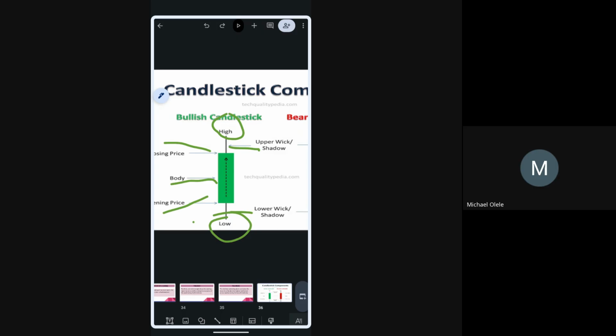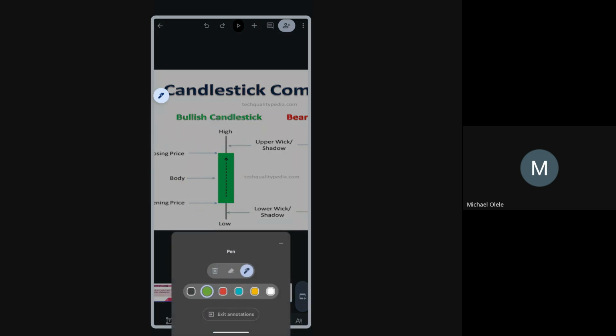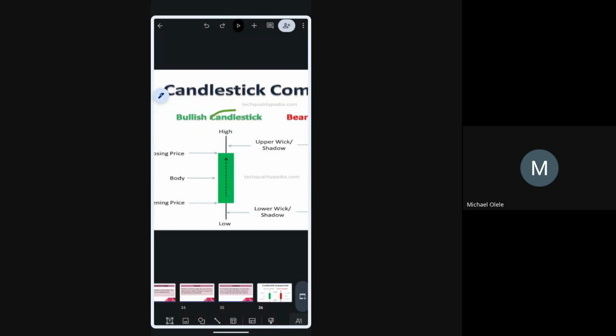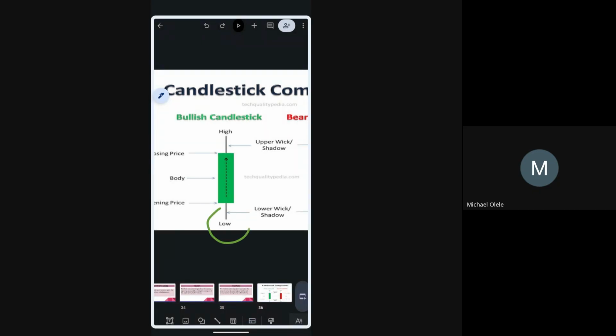A candle is not just a candle. You have to understand every part that makes it a candle, and we are going to break it down one after the other right now. Let's start with this. Over here, we have the low and the lower wick. It simply means this is the lowest this candle came when it was active.